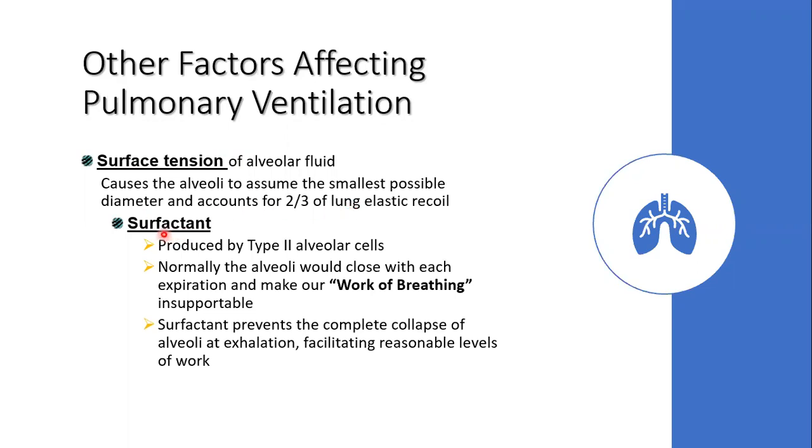Surfactant, we already explained this a couple of slides ago. It's produced by type 2 alveolar cells. Normally, alveoli would collapse during exhalation, but the surfactant will prevent the collapse of these alveoli. So it will decrease our work of breathing. We don't have to do a lot of effort to exhale air out of our lungs.